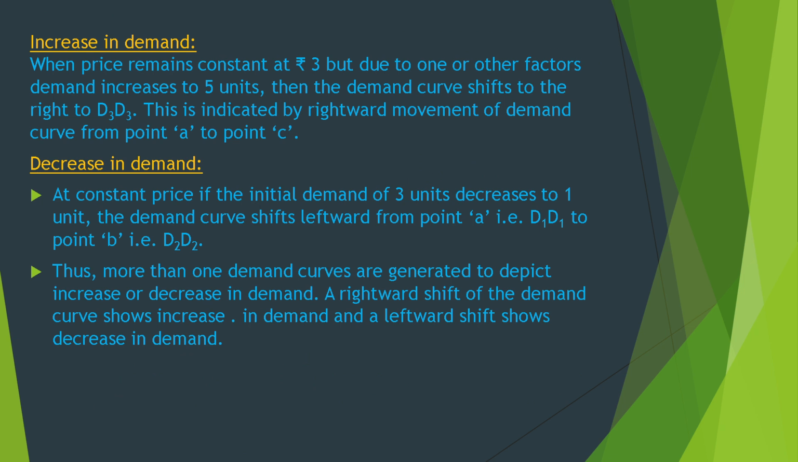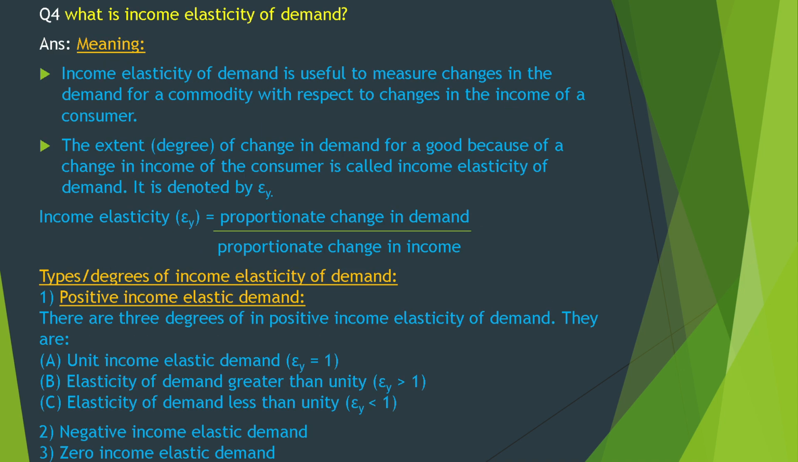Decrease in demand: at constant price, if the initial demand of 3 units decreases to 1 unit, the demand curve shifts leftward from D1 at point A to D2 at point B. Thus, more than one demand curve is generated to depict increase or decrease in demand. A rightward shift of the demand curve shows an increase in demand and a leftward shift shows a decrease in demand.